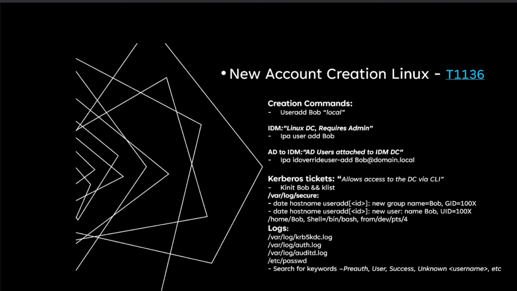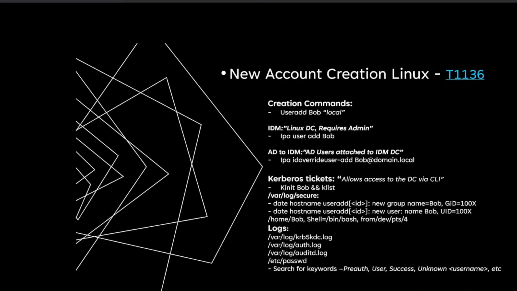IdM is based off of FreeIPA, so all the commands are going to be IPA based. So ipa user-add Bob. That's going to add them into the domain if that computer is registered with it. You can also link Active Directory to IdM and do IPA commands to ingest Active Directory users into IdM. So ipa idoverrideuser-add Bob, from Windows Active Directory. You can also pull Kerberos tickets with the kinit command, or the specific command I've listed out here is just listing out Bob's Kerberos ticket.